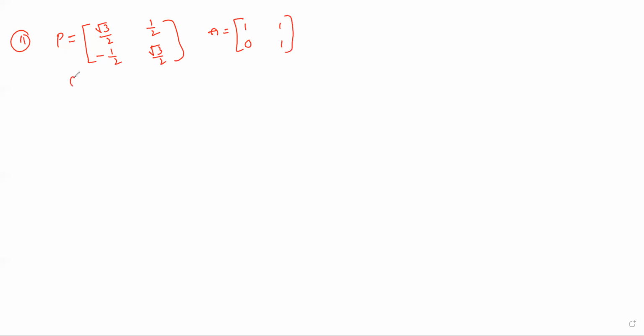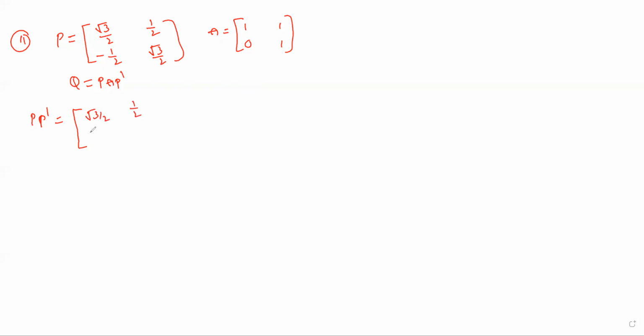Q is given as PAP dash. They're asking for P dash into Q power 2007 into P. Before that, I'll multiply P and P dash. P into P dash I'll multiply. Now what is the P matrix?